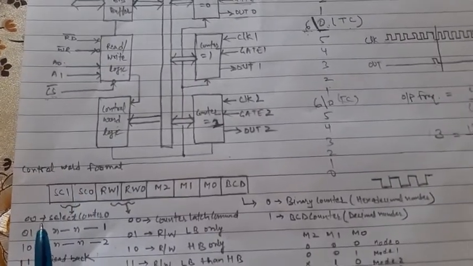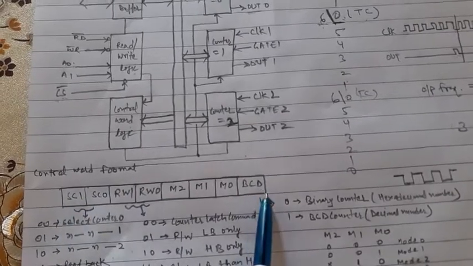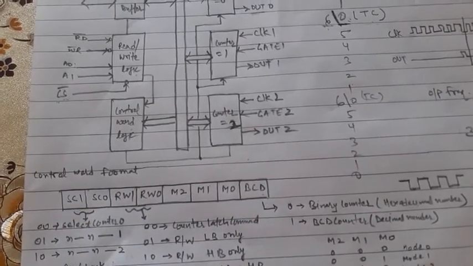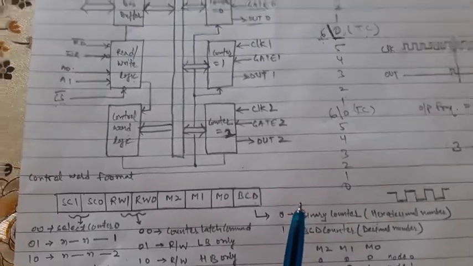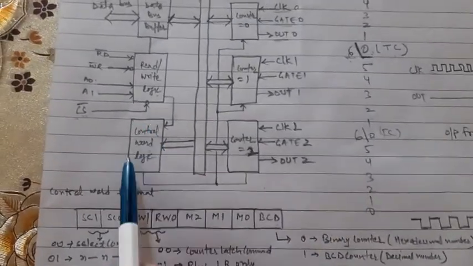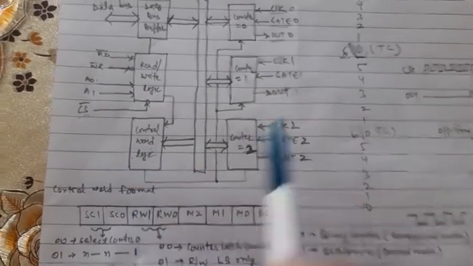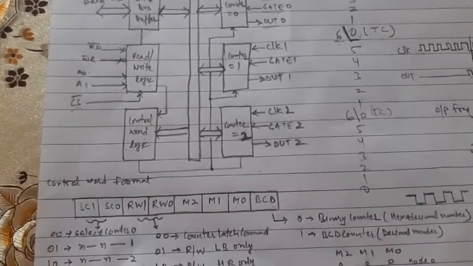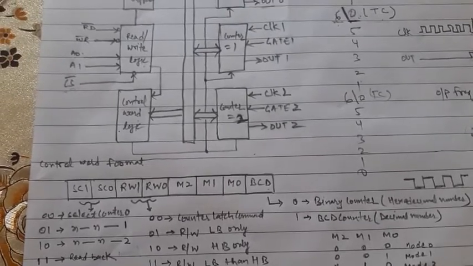So I have drawn the control word format over here. It is an 8-bit command. During the initialization, the microprocessor will give this command to the 8254 and it goes to the control word logic. Now the programmer can decide how this 8254 will work through this control word format. So now we see the details of this control word format bit by bit.